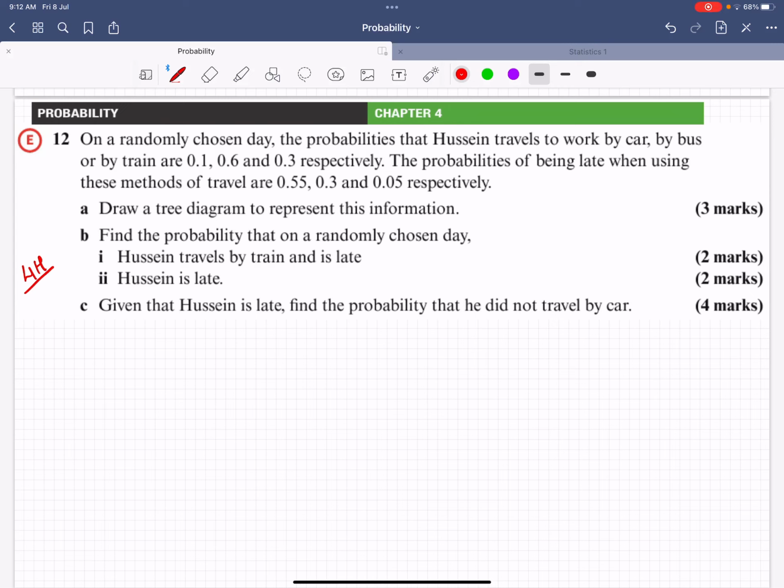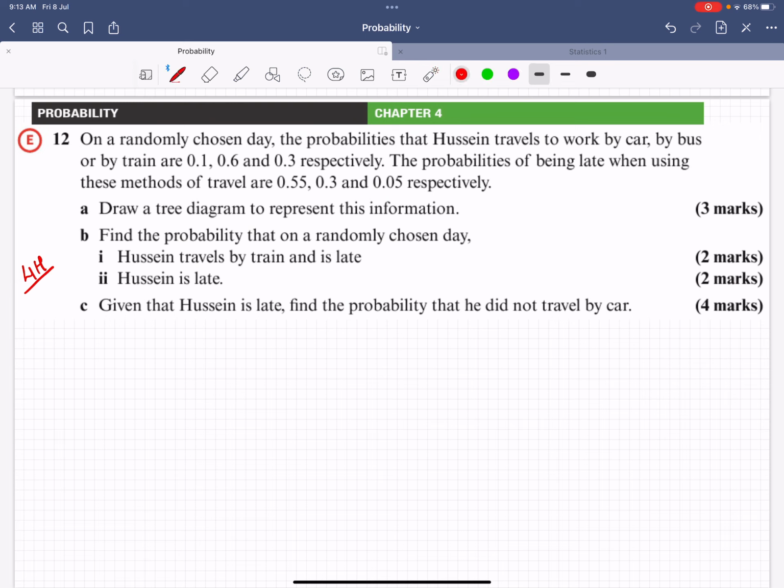Exercise 4H question number 12. On a randomly chosen day, the probabilities that Hussein travels to work by car, by bus or by train are 0.1, 0.6 and 0.3 respectively. The probabilities of being late when using these methods of travel are 0.55, 0.3 and 0.05 respectively. Draw a tree diagram to represent this information.